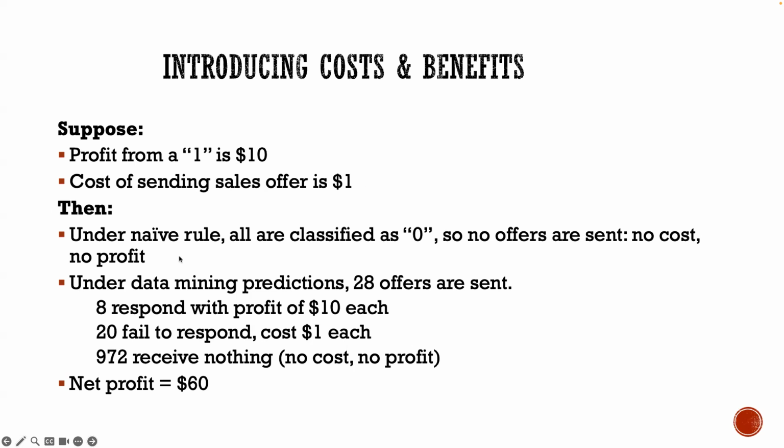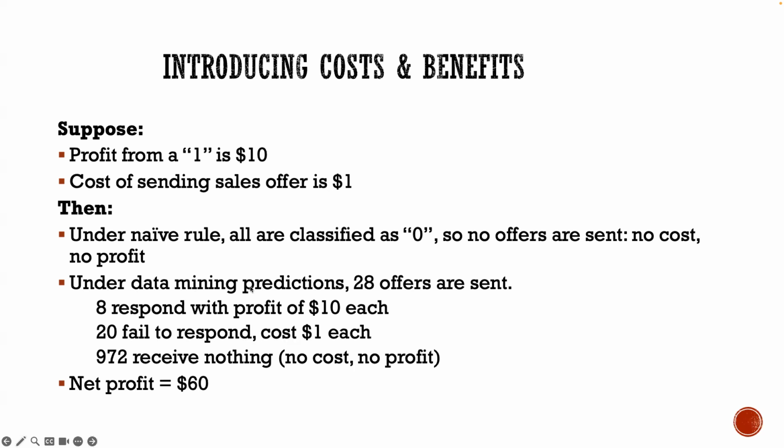So suppose we use a naive rule and we classified everybody as zero. So we will not send anything because we have classified everybody as zero. We are assuming that nobody's going to take up our sales offer. So we would have no costs, no profits, right? So it's a dead even.